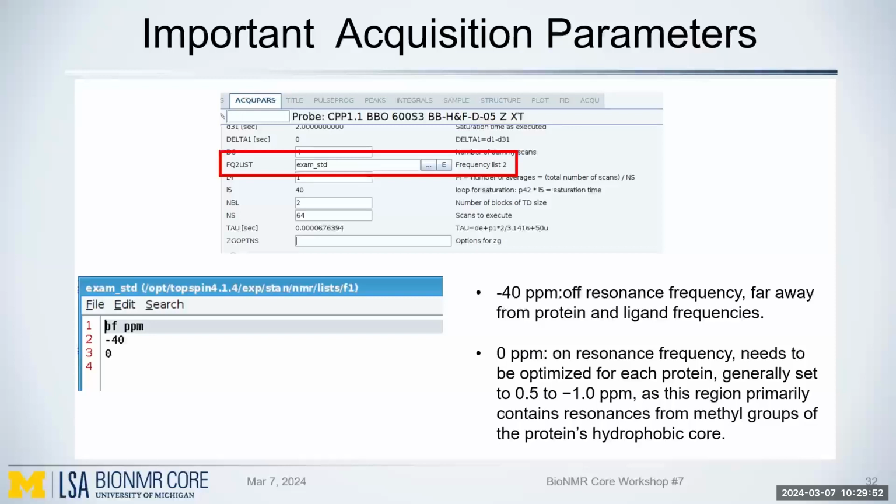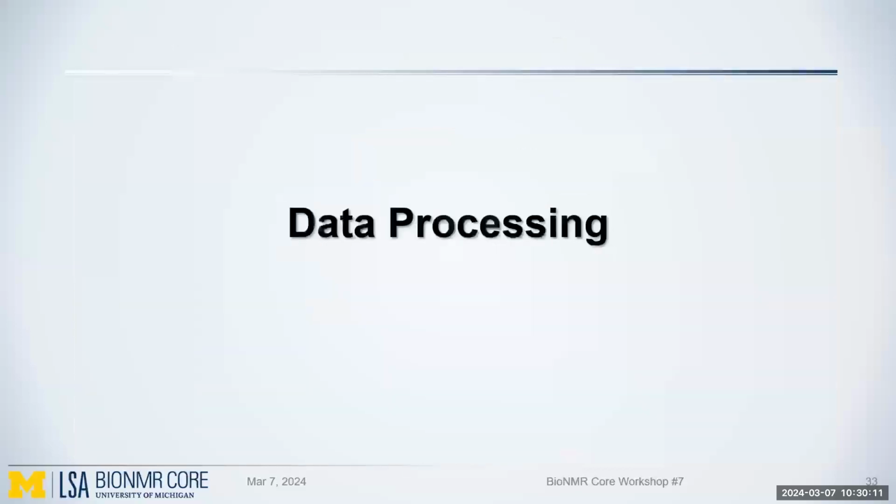And this 0 ppm is the on resonance frequency. So this is the frequency that you apply the saturation pulse to saturate the protein. Generally it can be in the range of 0.5 to -1 ppm. So 0 ppm is a good starting point. All right, so that's for experimental setup.